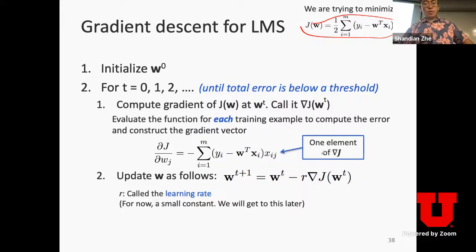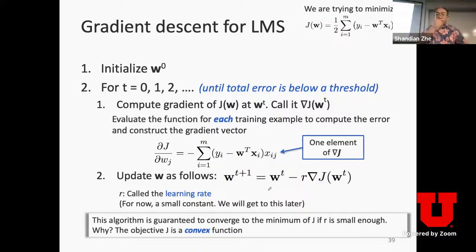And again, we want to emphasize the small constant R here is called the learning rate. Modern machine learning algorithms have a lot of tricks about how to choose R and how to schedule R along with the training iterations. Okay, going back to our least mean square problem.